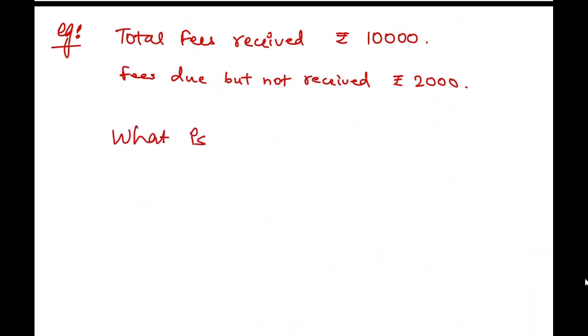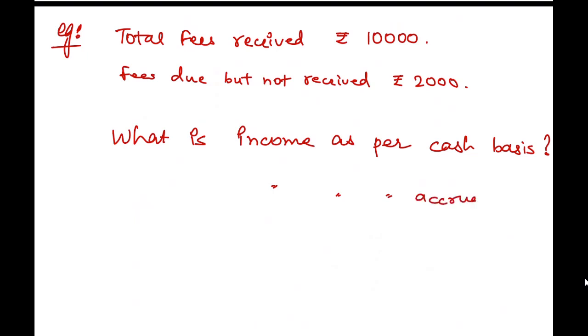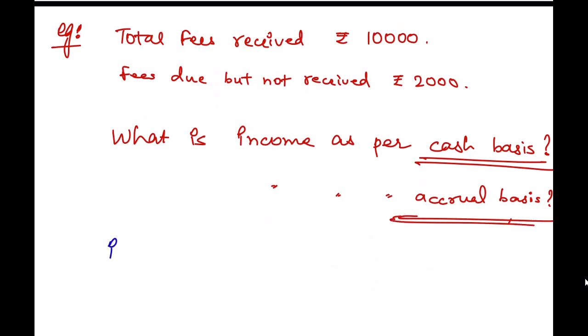What is income as per cash basis and what is income as per accrual basis? Come on, everyone. What is income as per cash basis? What is income as per accrual basis? Find out. So cash basis means whatever is received. So as per the cash basis, it is rupees 10,000. Yes or no?